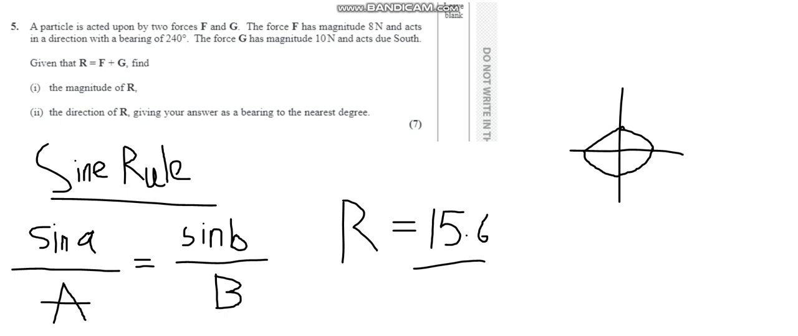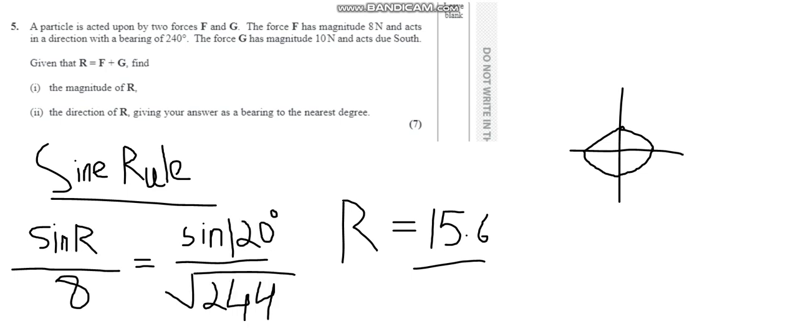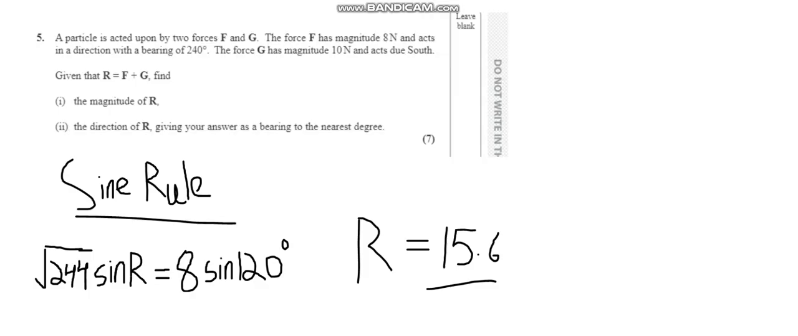Now I'll plug in my values. There you go, sin R upon 8 is equal to sin 120 degrees upon root of 244. Now we'll cross multiply. So root of 244 sin R is equal to 8 sin 120. Now to make sin R the subject, I'll divide both sides by root 244. There you go, sin R is equal to 8 sin 120 upon root of 244.